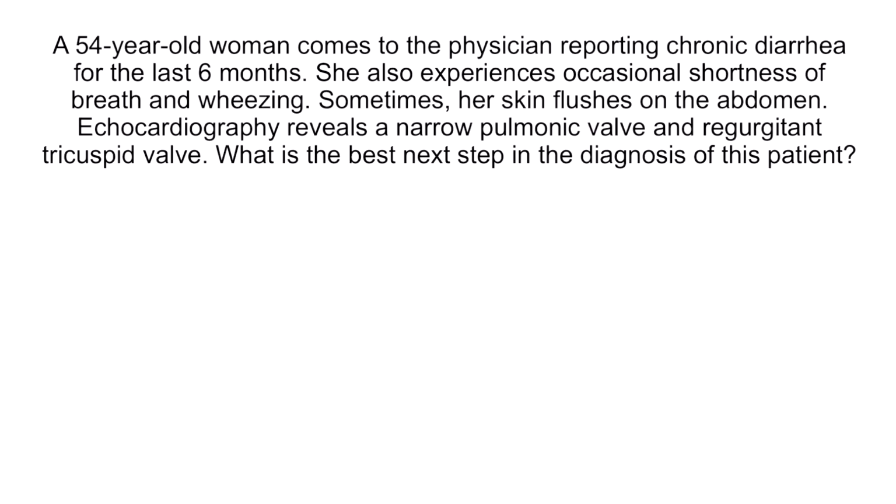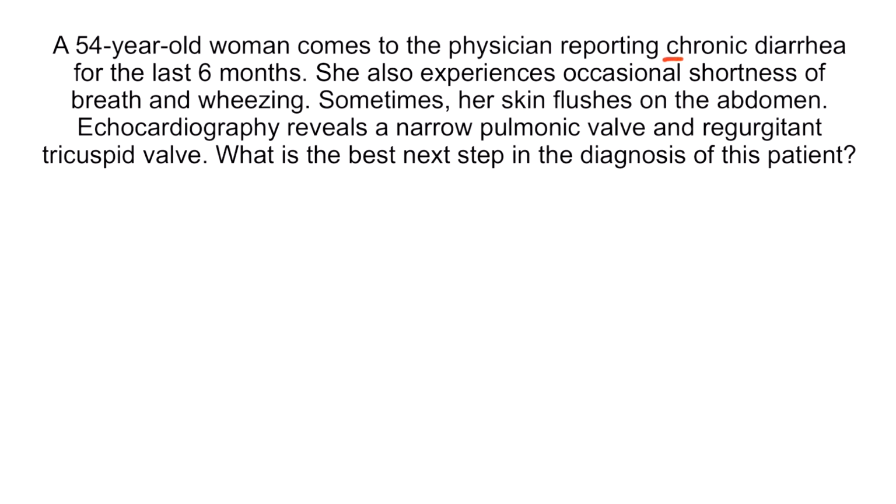A 54-year-old woman comes to the physician reporting chronic diarrhea for the last 6 months. She also experiences occasional shortness of breath and wheezing. Sometimes her skin flushes on the abdomen. Echocardiography reveals a narrow pulmonic valve and regurgitant tricuspid valve. What is the best next step in the diagnosis of this patient?